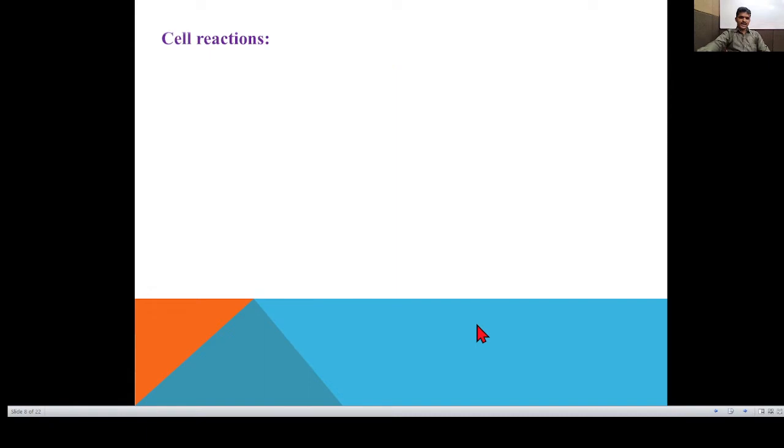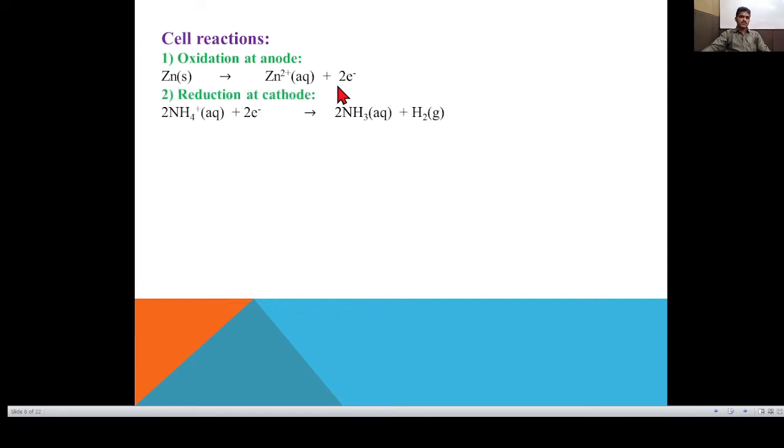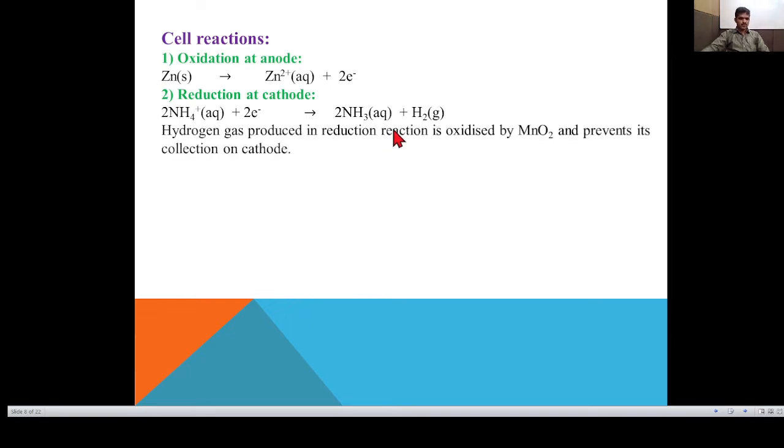Then what is the working of this cell? First, oxidation at anode. Zinc loses 2 electrons to form Zn2+. Such electrons come in contact with ammonium ions, because in the zinc container, zinc chloride and ammonium chloride are present. So the electrons do not react with zinc and chlorine. They react directly with the ammonium ion. So the ammonium ion accepts such electrons, and ammonia gas and hydrogen gas are liberated. Mostly hydrogen gas is liberated at the cathode.